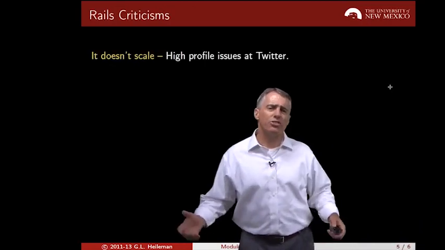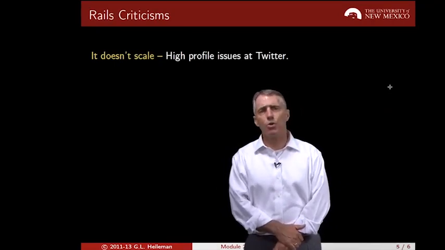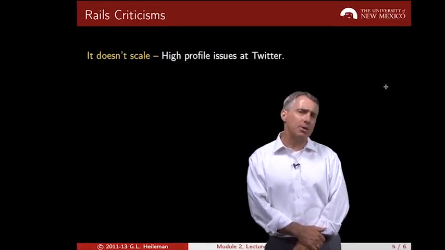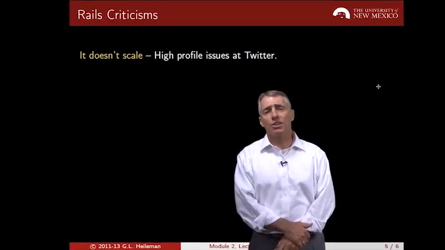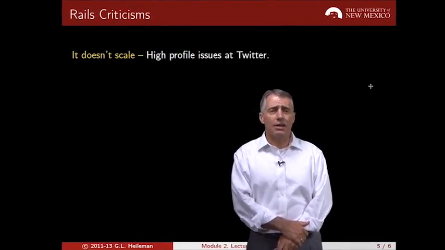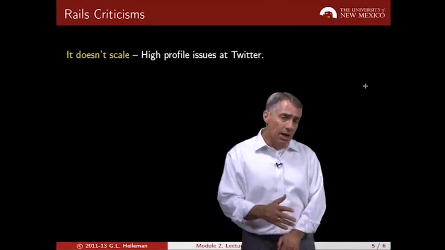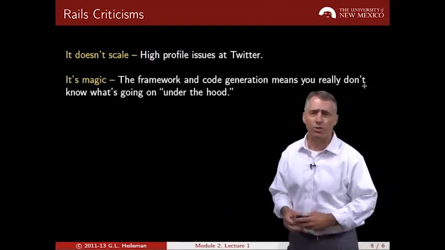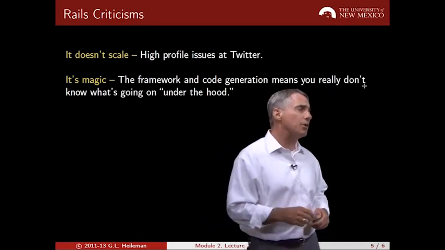Now, what are some of the criticisms associated with Rails? Well, there was a high-profile failure at Twitter, and because of that, it was said that perhaps Rails doesn't scale as it should. It turns out that the architect who built this Twitter application did not fault Rails for that, that it was a horizontal scaling problem that would have happened for any programming language. Another criticism you hear is that it's magic. There are all of these code generators that you're using, and you don't really know what's going on under the hood, and that can be a problem.